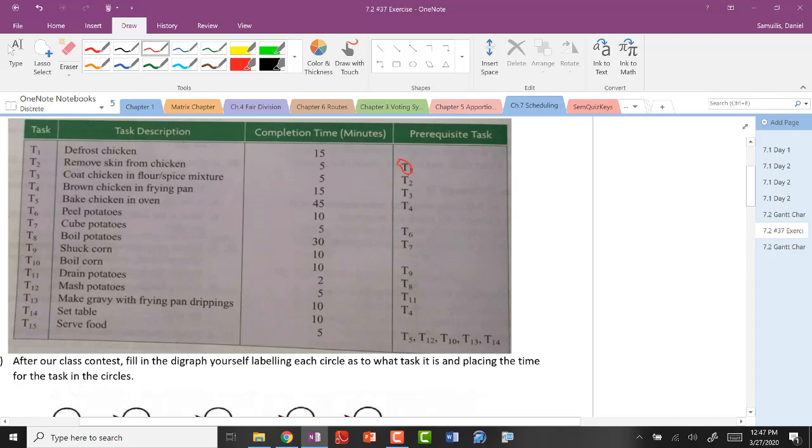And look at the question. You have to defrost the chicken before you can remove the skin. And before coating the chicken, you have to remove the skin. So that's why T2 is a prerequisite task for T3, and so on and so forth.